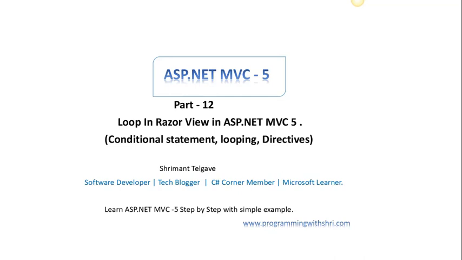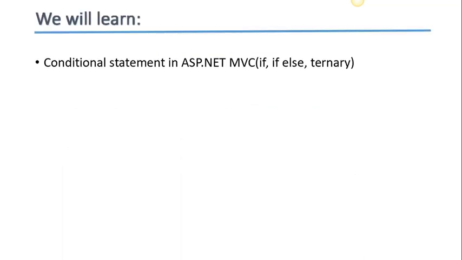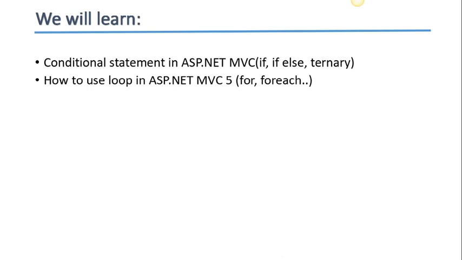This is part 12, and in this tutorial we are going to understand loops in the Razor view engine in ASP.NET MVC 5. We are going to learn conditional statements in ASP.NET MVC, like the if conditional statement, if else, and the ternary conditional statement. How to use loops in ASP.NET MVC 5, like the for loop and foreach loop. What are the directives in the Razor view engine and how to use them. Those are all the points we are going to cover in this tutorial step by step.